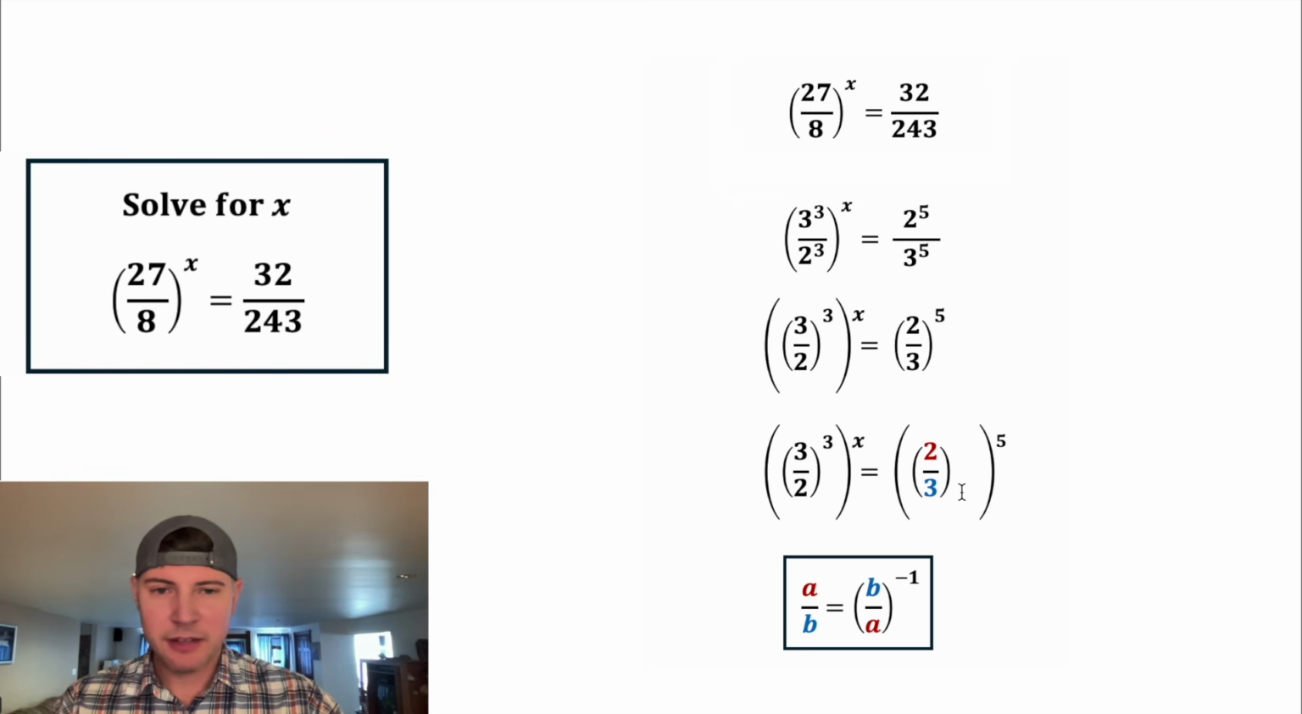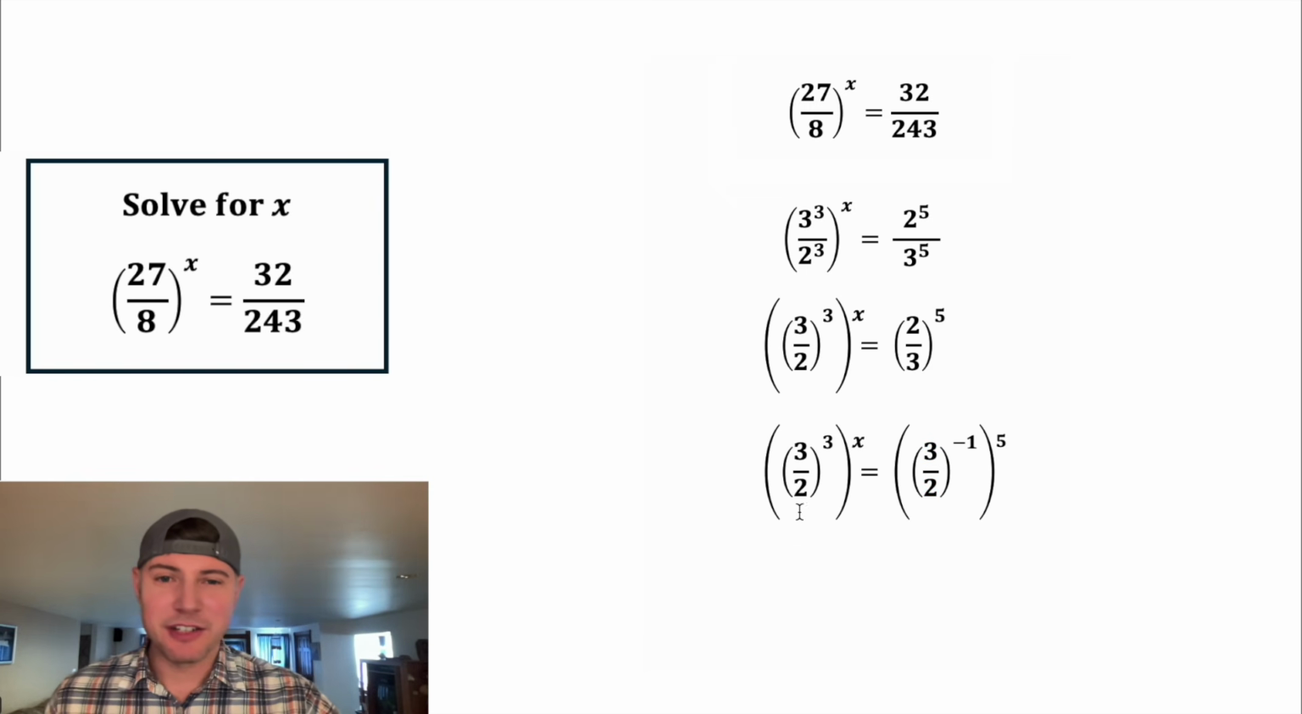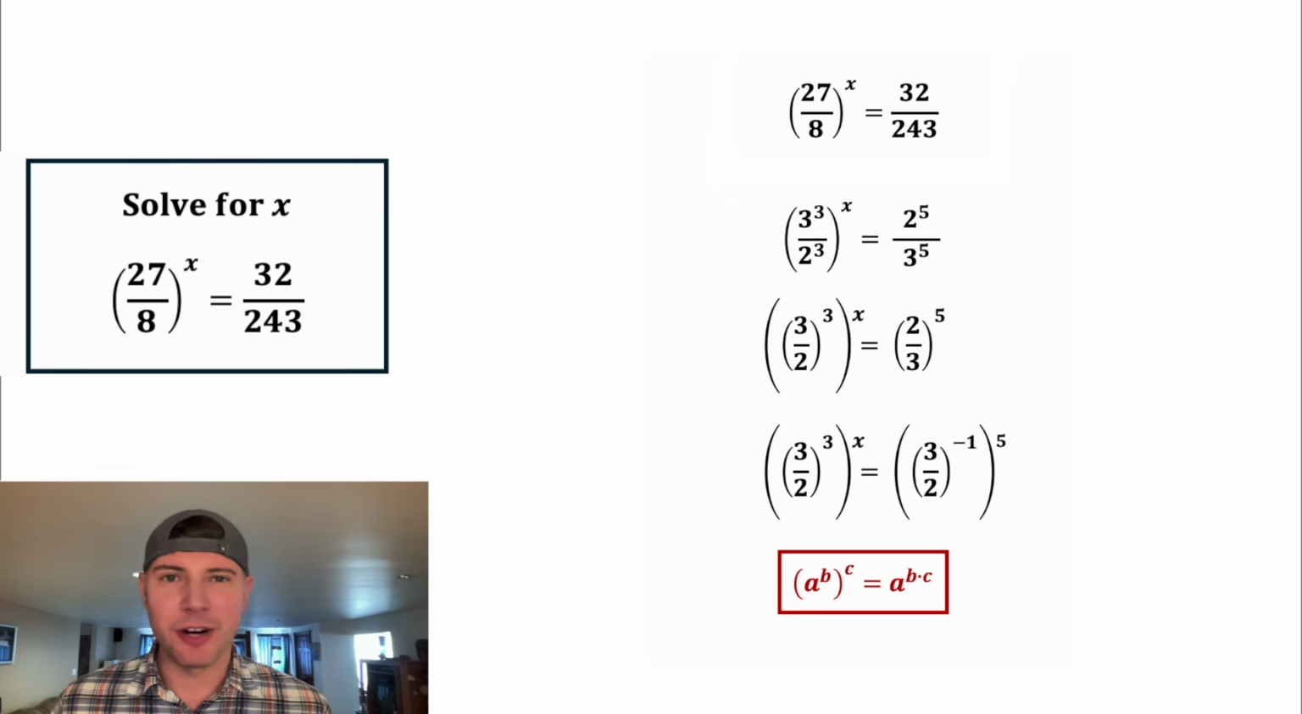So 2 over 3, 3 over 2 to the negative 1. Those are the exact same thing. And now our two fractions match. They're both 3 over 2. On both sides of the equation, we have a power to an exponent. We're going to end up using these notes right here.